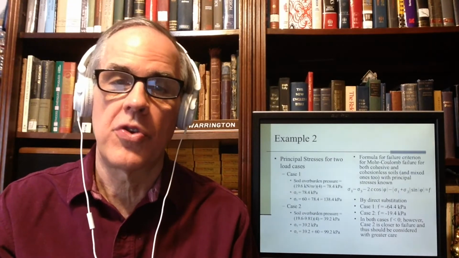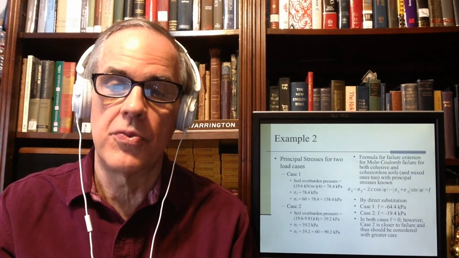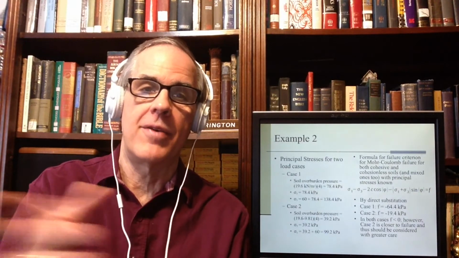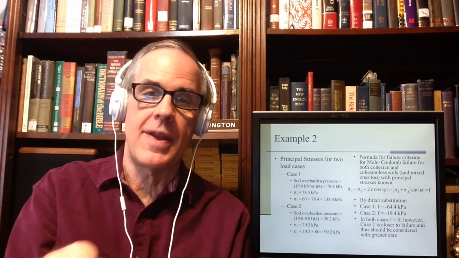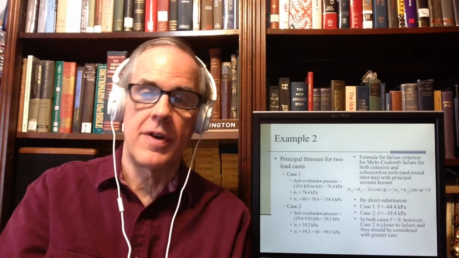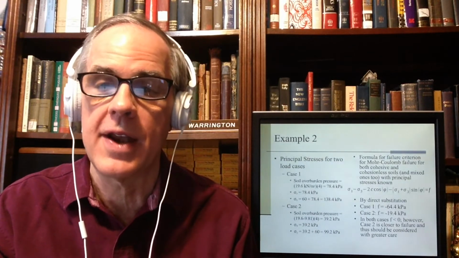Case 2, the soil overburden pressure is, the water comes to the surface. I'm doing it the same way, it's just a matter of rearranging the algebra. It's basically 19.6 minus 9.81 gives me the submerged unit weight of the soil, times 4 meters is 39.2 kPa. And then to 39.2, you add 60, and you get 99.2.